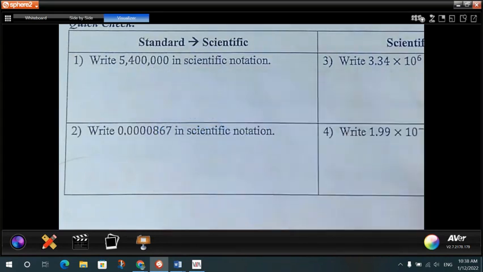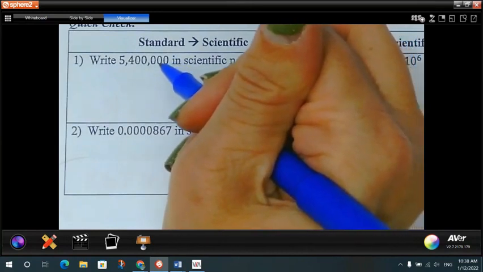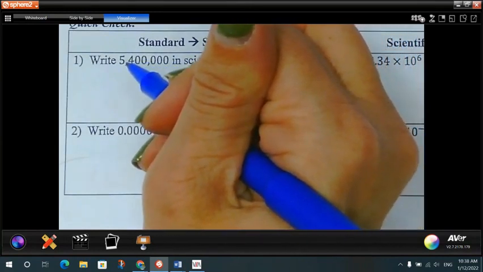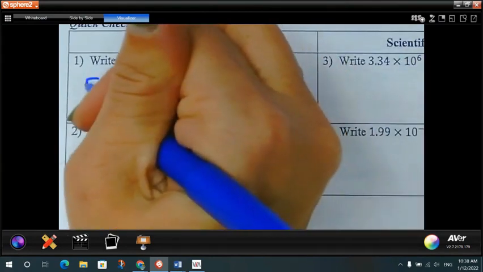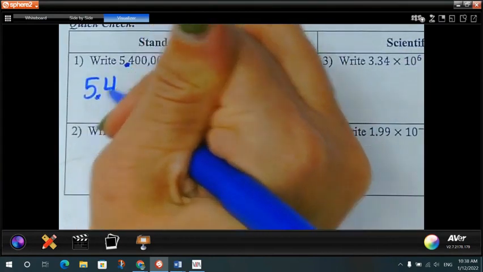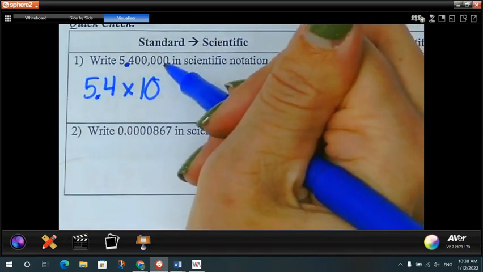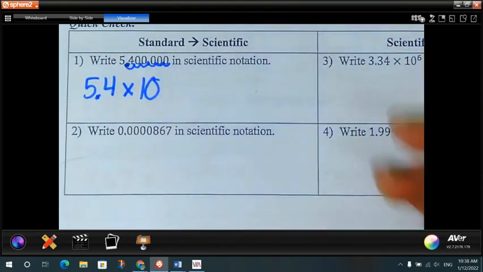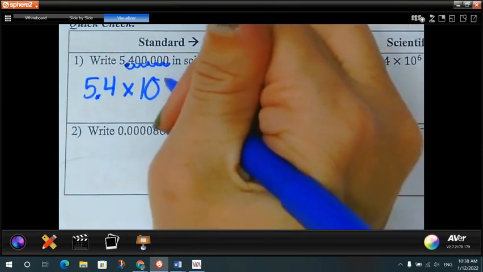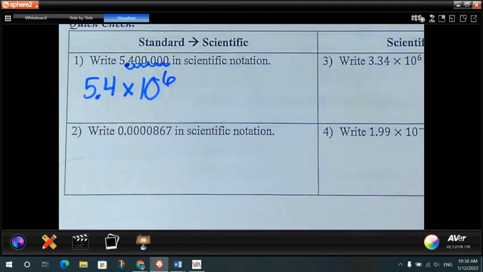Okay, so 5,400,000. Again, our first number has to be between 1 and 10. So that would be between the 5 and the 4. So I'm going to write that down. 5.4 times 10. And I'm going to count how many places I moved. 1, 2, 3, 4, 5, 6. I moved 6 places. And this is a big number, so it's a positive exponent.